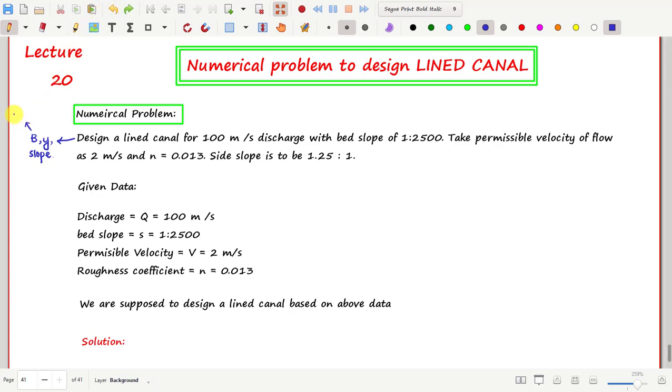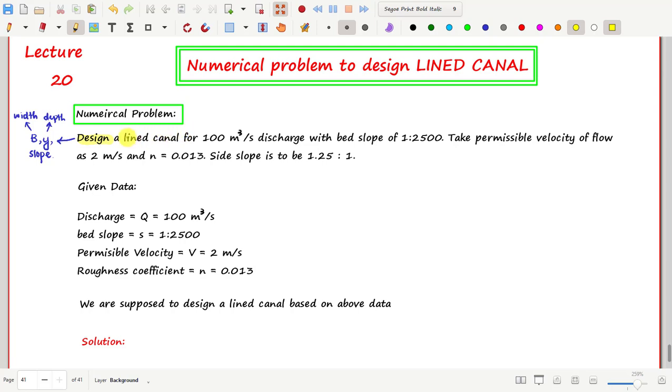We need to find the width and depth of the canal. So we need these parameters. After that we can say that our canal is designed. This is 100 meter cube per second discharge. So we need to design, right? The first thing we need to do is design the canal, and the canal is a lined canal.